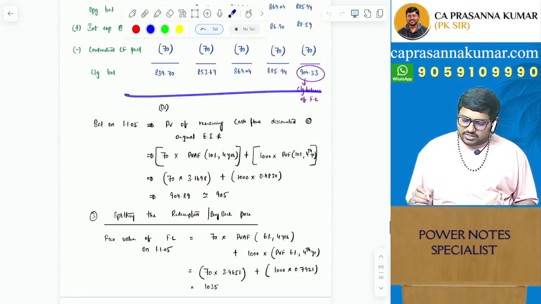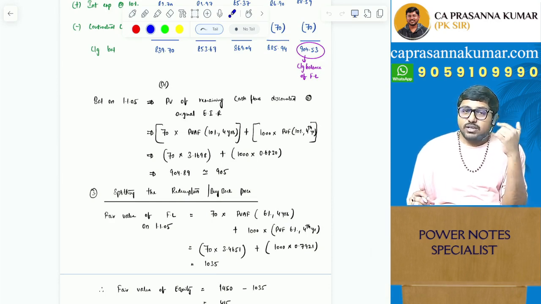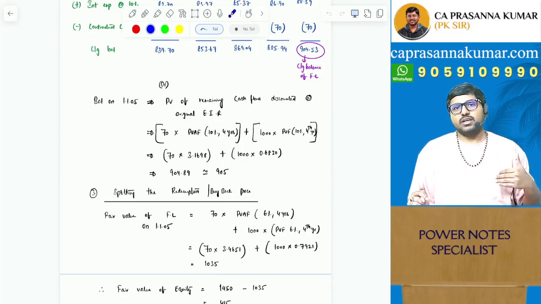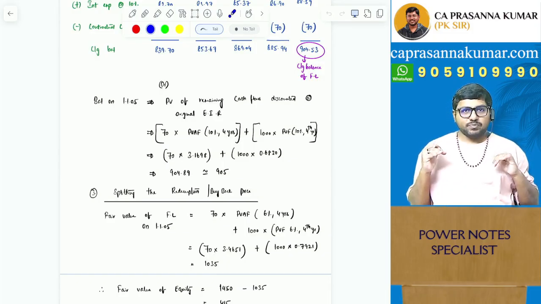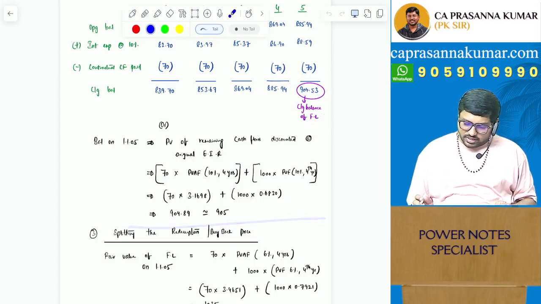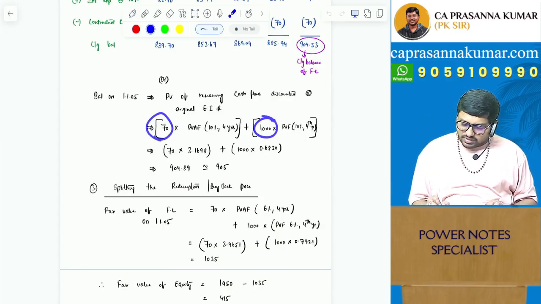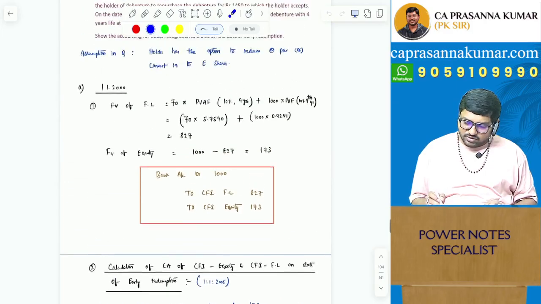So already 5 years is done. So in future, how many years you have got? 4 more years. Correct? So in future 4 more years, whatever the contractual cash flows that you have got, you discount it and bring it down to present value, which will be same as this 904.3. That's what I've done over here. You take the remaining cash flows, that is nothing but future contractual cash flows. You have the interest as well as the redemption, because the option is in the hands of the holder.